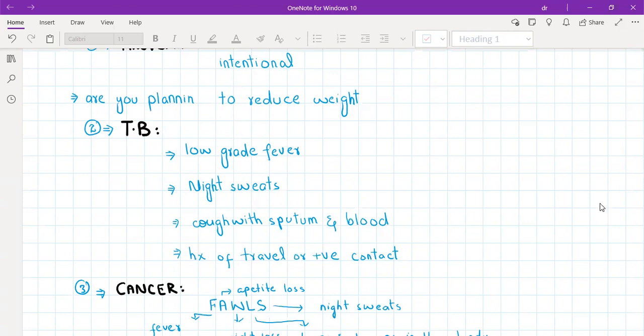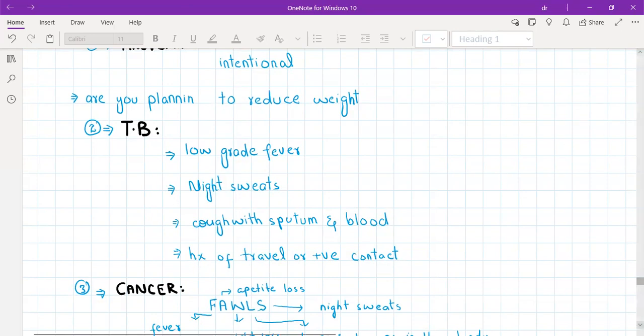Okay. Then C stands for cancer. So for cancers, you have the mnemonic FALLS for the cancer symptoms. The patient will have fever, appetite loss, and significant weight loss. There will be lumps and bumps in the body, that is enlarged lymph nodes, and he will also have night sweats. So C stands for cancer.